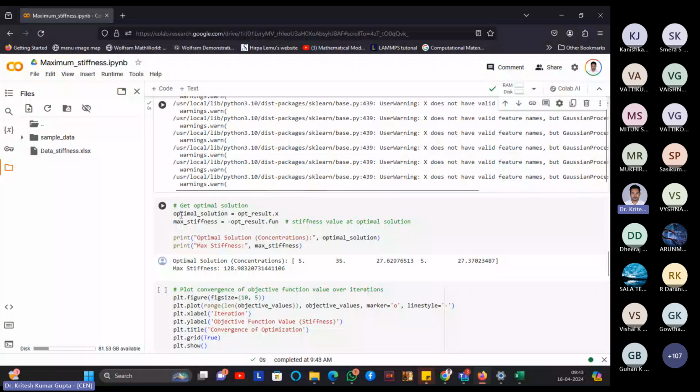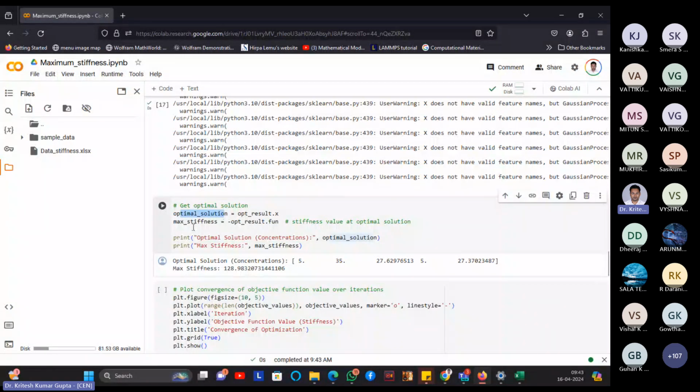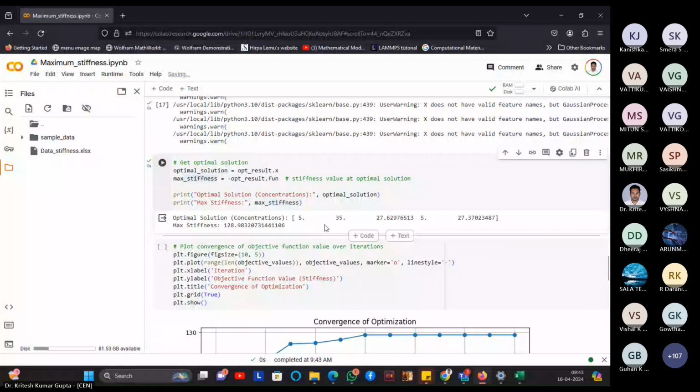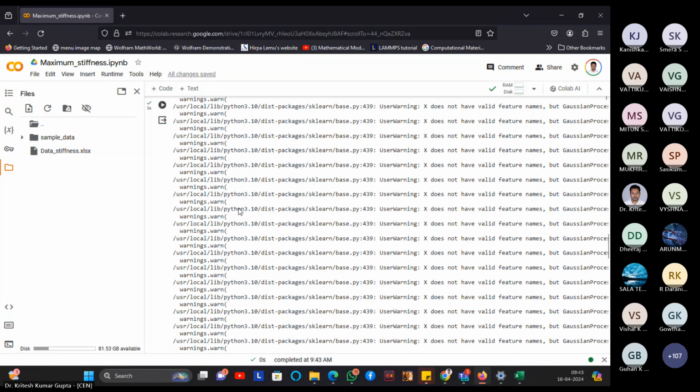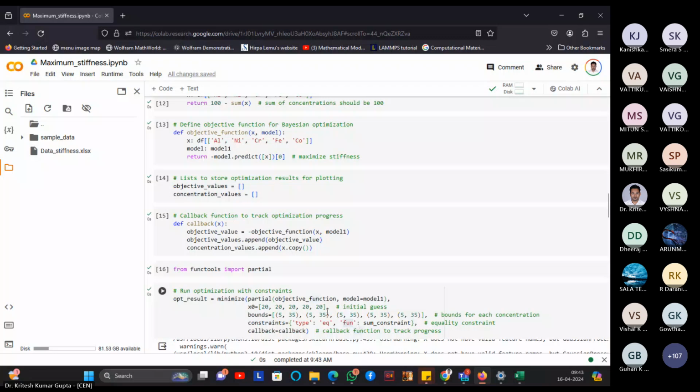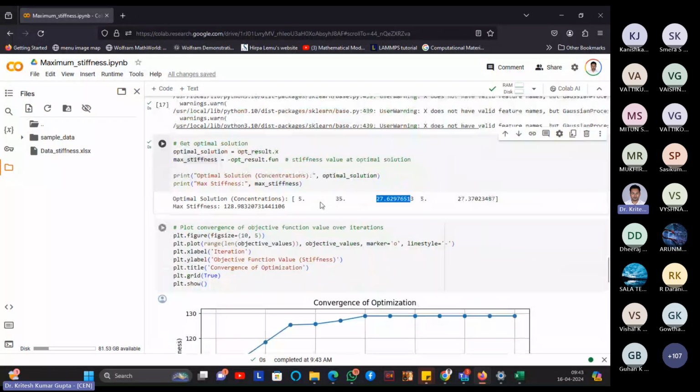Now I want to check what the optimal solution is and what maximum stiffness I am getting out of this. The optimal solution is 535. So aluminium must be 5, nickel must be 35. Other features like ferrous, cobalt, chromium, I guess. So this is aluminium, nickel, ferrous, chromium, cobalt.